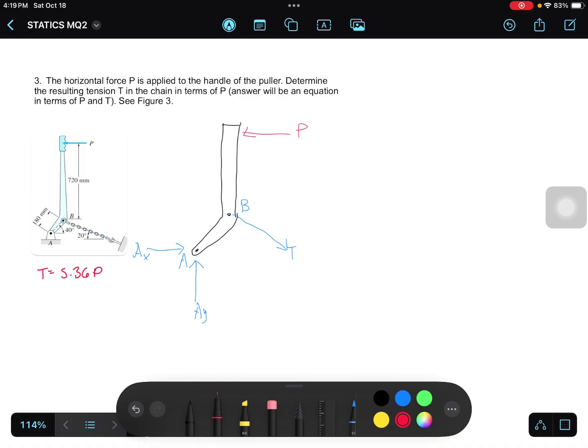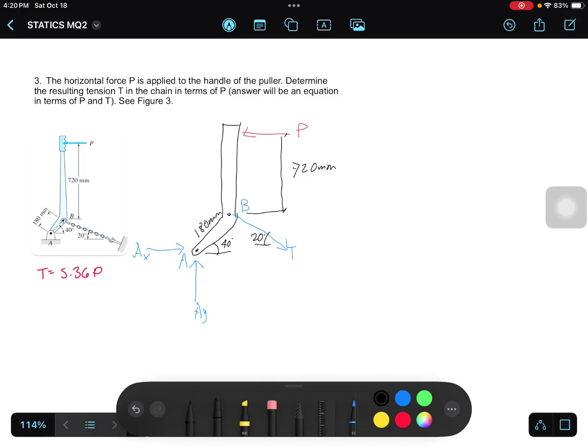And ang distance niya from point B is given as 720 mm. And then, hindi given yung distance ng point A to point B. Hindi given yung distance na yan. Ang given is itong 180 dito. And then, ang given instead also is the 40 degrees and ito na 20 degrees.